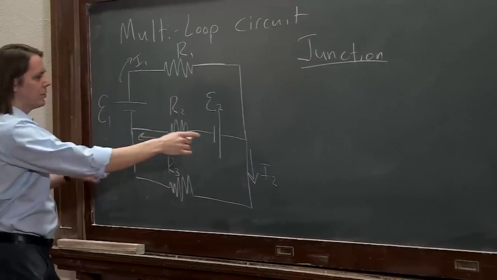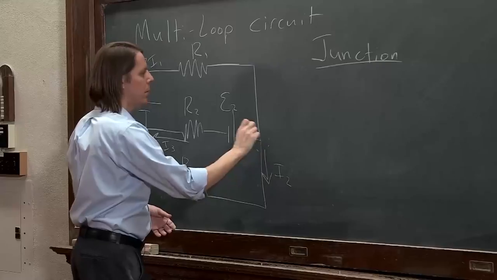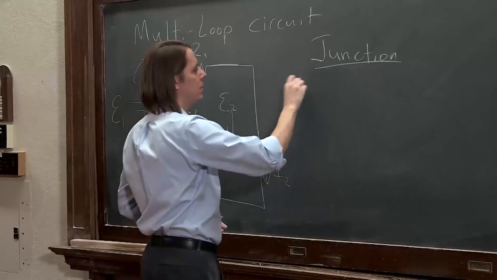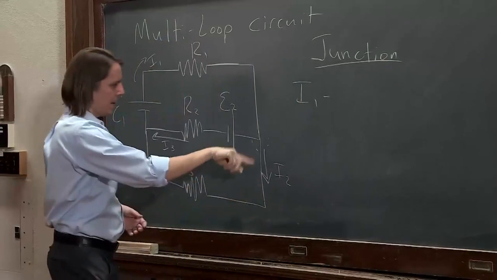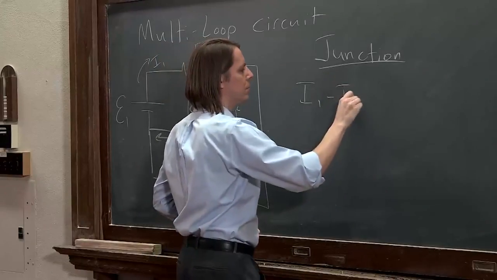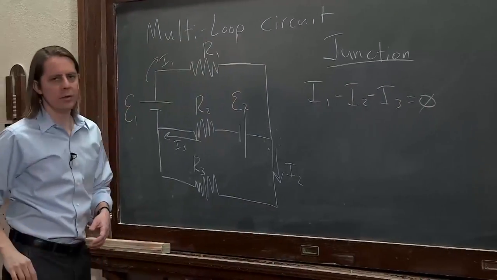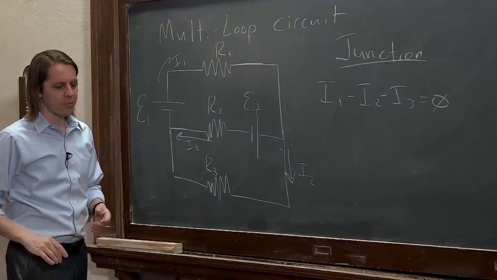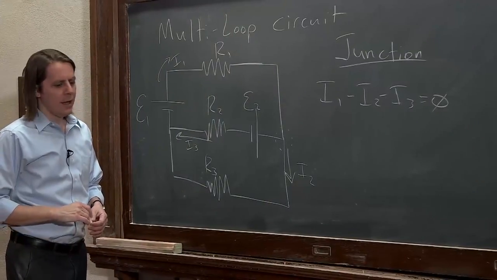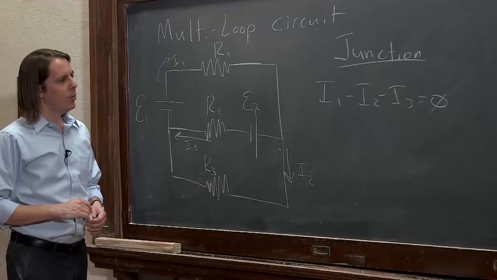You can pick either junction. We can pick this one and say I1 goes in and I2 and I3 go out, just like we had before. So I1 equals I2 plus I3. That's one equation. Now, what are we really doing here?